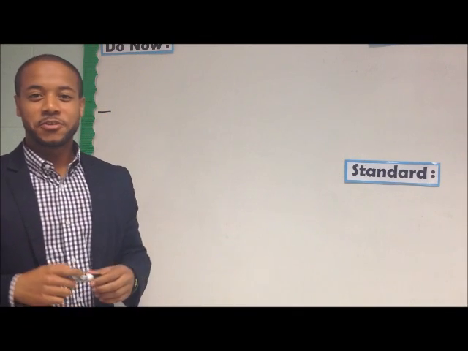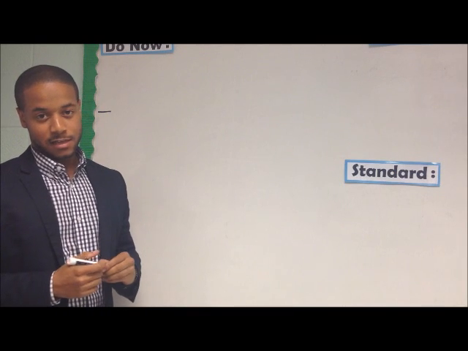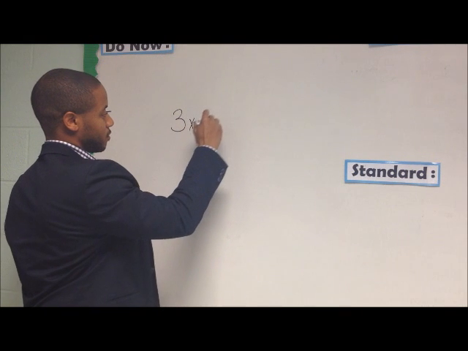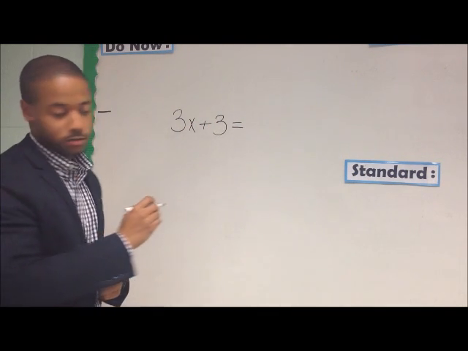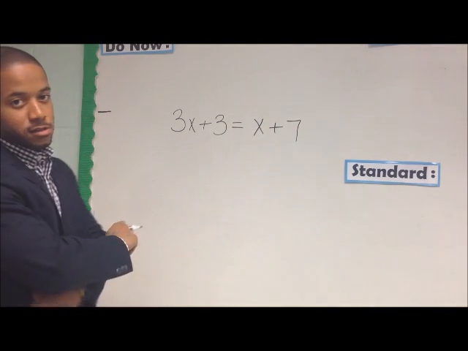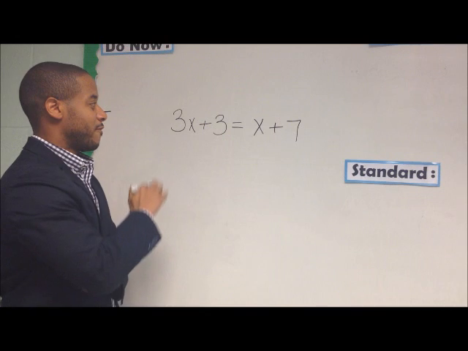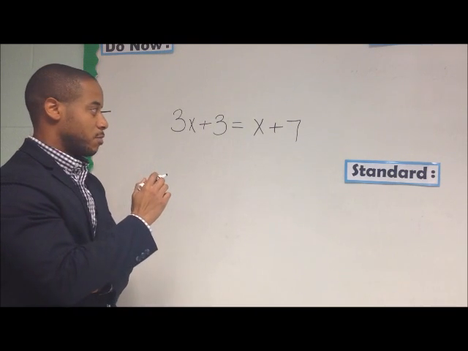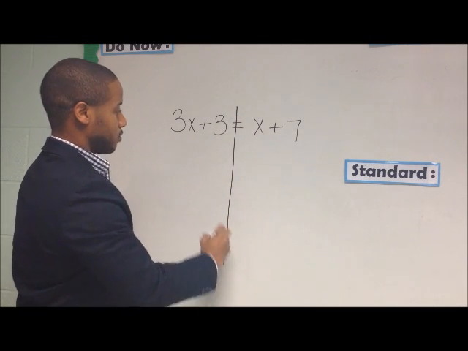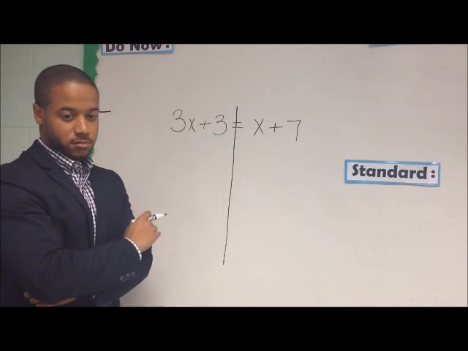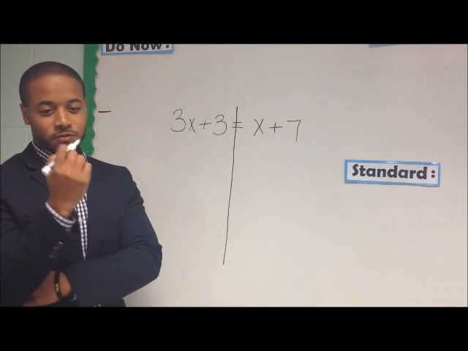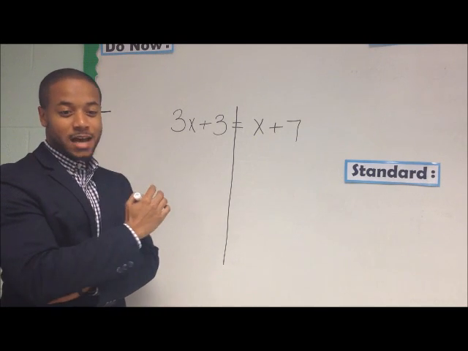Now we're going to solve a linear equation where we have variables on both sides. So here's an example: 3x plus 3 equals x plus 7. The first thing we want to do, since we have variables on both sides, is get all of our variables to one side. Again, I'm going to draw this line here so that we know the two different sides of the equation. In order to move things in math, we have to do the inverse operation.